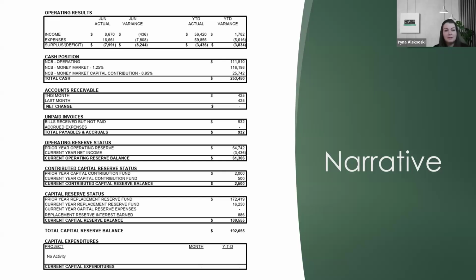Recently, we have seen this become an issue with resales. Some lenders do not want to lend if an association has a negative operating reserve. So again, this number is very important to keep an eye on.